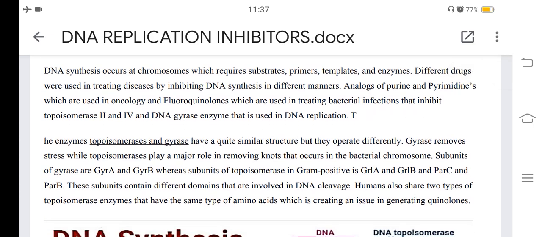The enzymes topoisomerase and gyrase have quite similar structures, but they operate differently. Gyrase removes stress, while topoisomerase plays a major role in removing knots that occur in the bacterial chromosome. Subunits of gyrase are GyrA and GyrB, whereas subunits of topoisomerase 4 in gram-positive bacteria are GrlA and GrlB, and ParC and ParE. These subunits contain different domains that are involved in DNA cleavage.